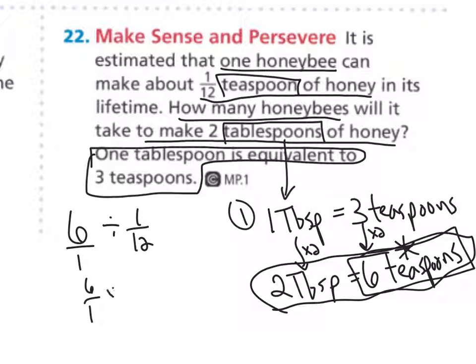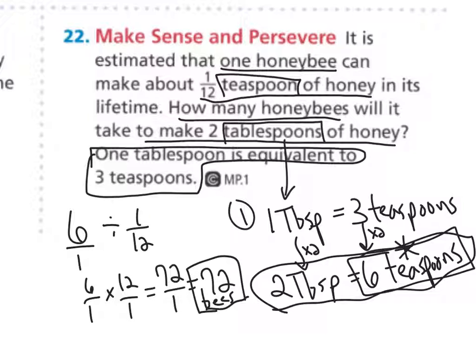If you do it this way, keep, change, reciprocal, then you'll end up with 72. And what that means is we would need 72 bees to make 2 tablespoons or 6 teaspoons of honey.